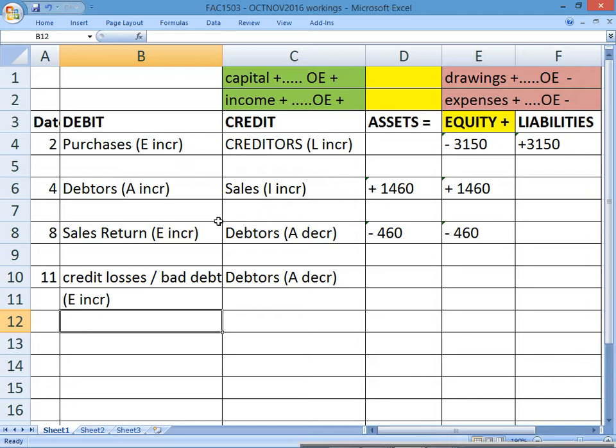Credit losses are expenses. Okay, so assets decrease here. How much did we write off? 1080. If expenses go up, owner's equity comes down, minus 1080. And there it is.